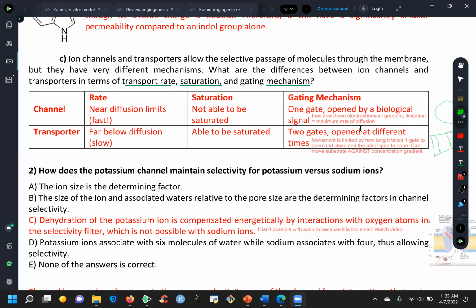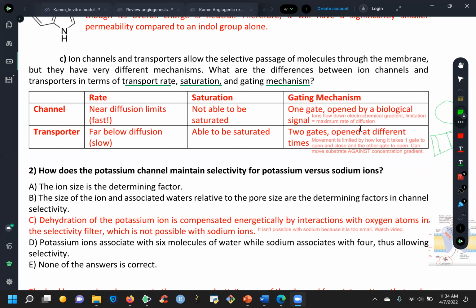Okay, so now we're going to talk about channels versus transporters. There's different types of channels. Look through your notes, learn the different types. And transporters, there's different types, learn the different types. I'm just going to cover basic definition stuff. This will help you eliminate a few of the wrong choices whenever they give you a question like this. So channels, they have 1 gate. Transporters have 2 gates.